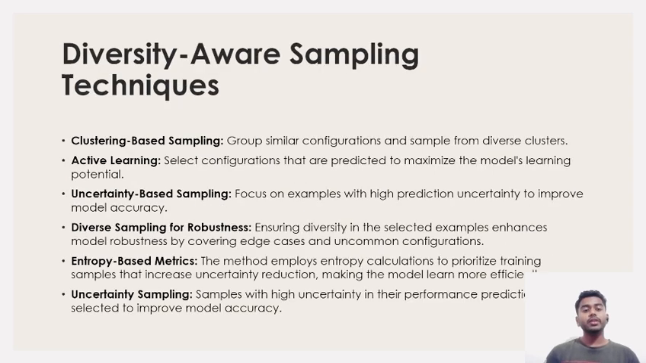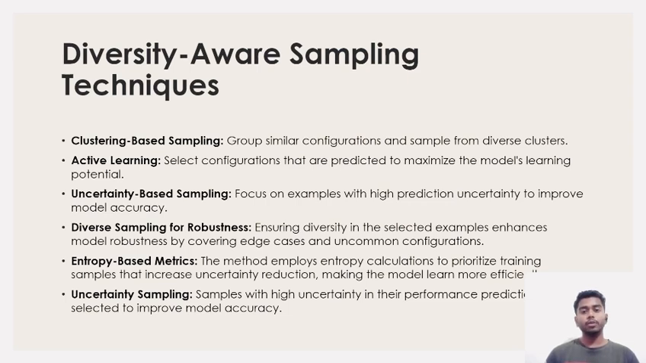The diversity-aware sampling techniques are cluster-based sampling, where we group similar configurations and sample from the diverse clusters. Active learning selects the configurations that are predicted to maximize the model's learning potential. And uncertainty-based sampling focuses on examples with high prediction uncertainty to improve the model accuracy.